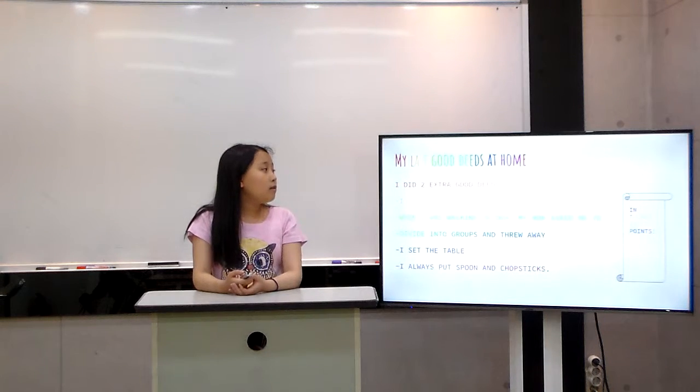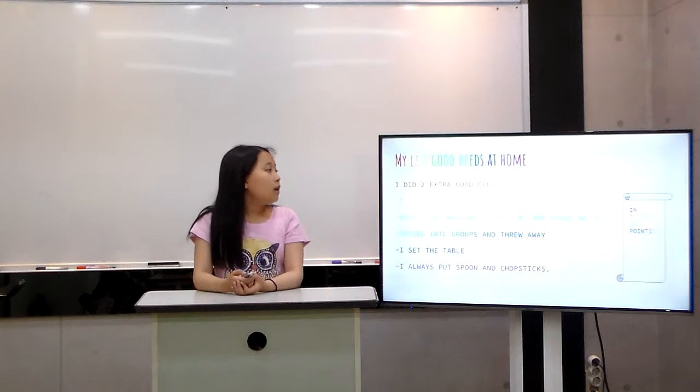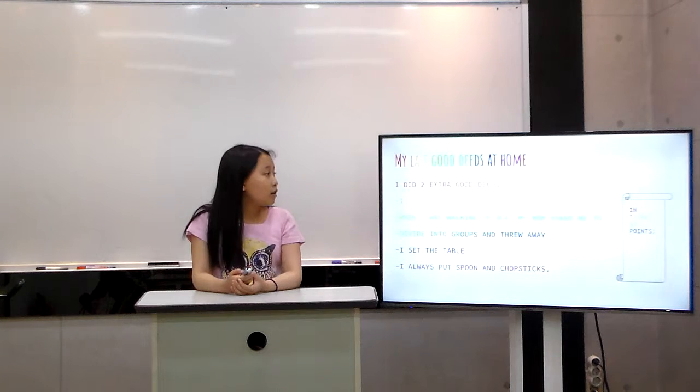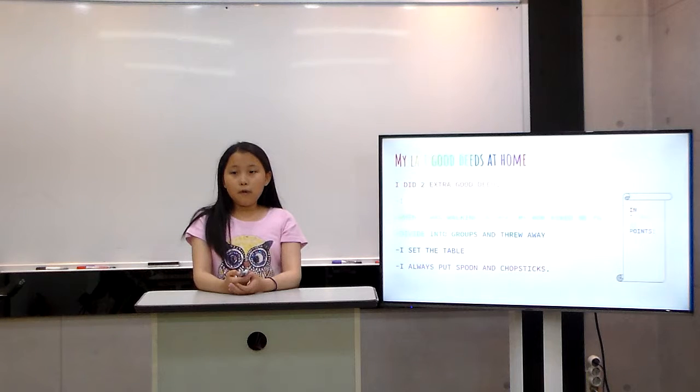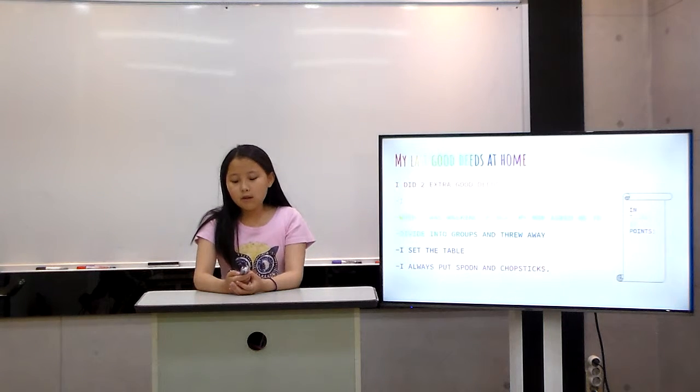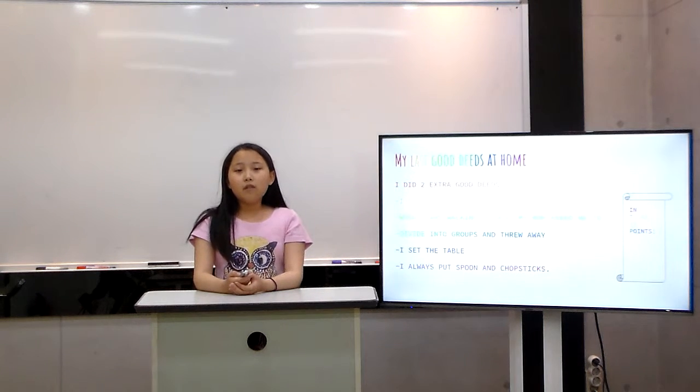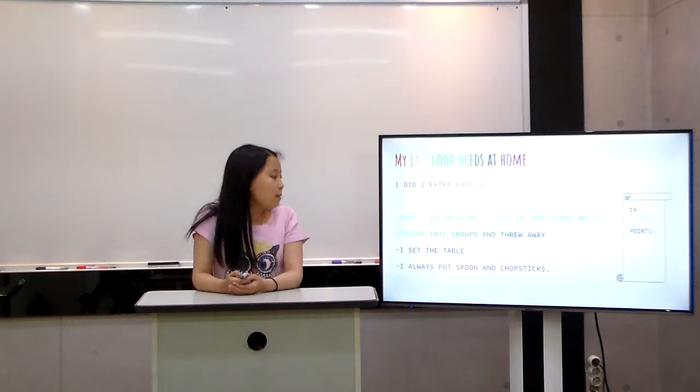And finally, I did my last two good deeds at home. At home, I did two extra good deeds. First, I took out the trash. When I was walking to DC4, my mom asked me if I could throw away the garbage. Even though I didn't want to, I thought of it as a good deed and I took it. There was a big box with plastic bags, plastic, and lots of paper mixed in there. I just wanted to throw them away, but I thought about the environment and I divided them all into the right groups and I threw them away.